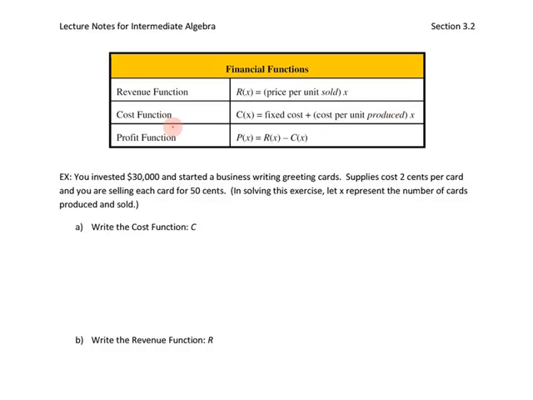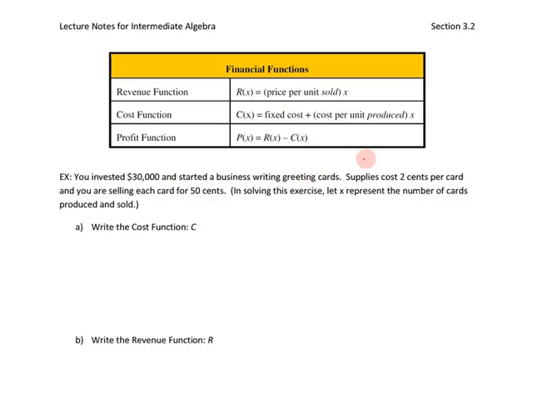And then your profit function obviously is how much you bring in minus how much you have to spend. So that is profit is revenue minus cost. The break-even point is going to be when your profit is 0.